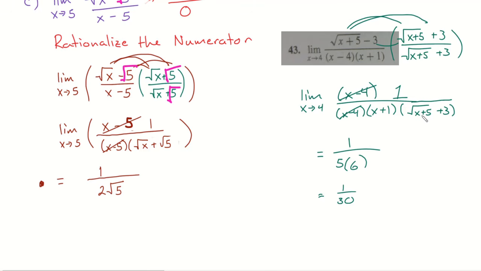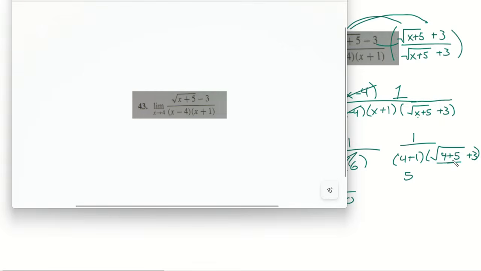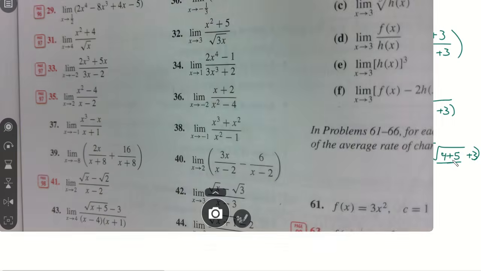Right here? What are we plugging in for x? 4. So check it out. This becomes 1 over, and we'll just plug it in, 4 plus 1, and the square root of 4 plus 5 plus 3. What's this number? What's this become the square root of? Ooh. Whoa, why did I think 20? Okay, multiply. Yep. Okay, I see where your mistake was. Yep. Okay. Cool. All right. 43. Might have been the hardest one. I don't know. How far do we go? I need to look at the up through 47.